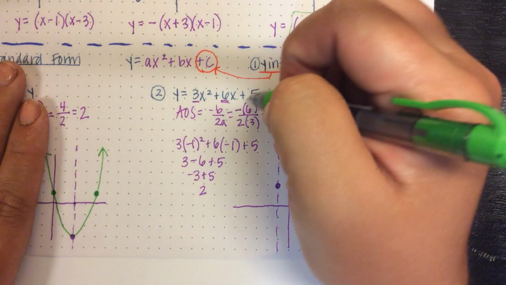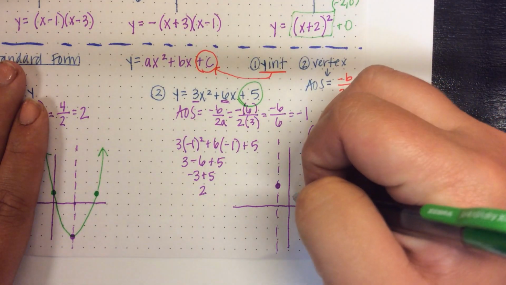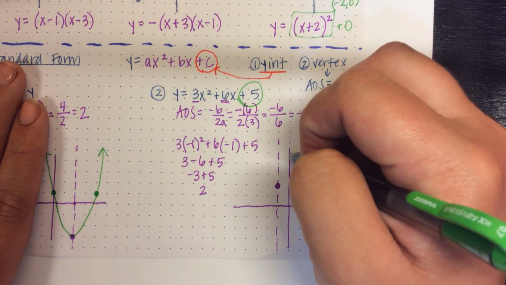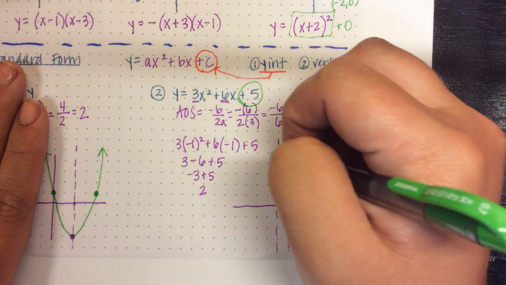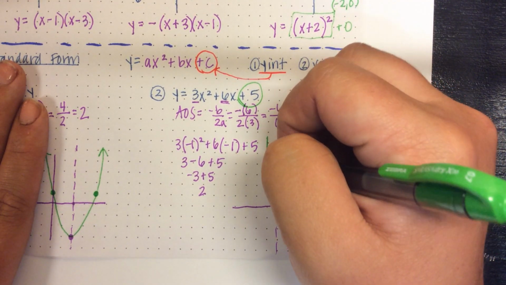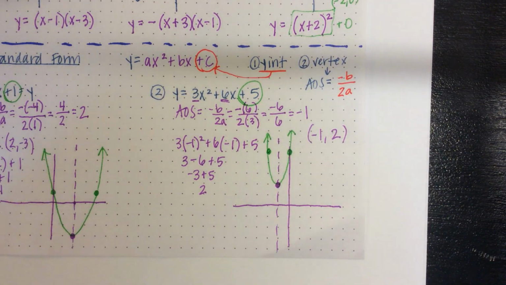My y-intercept is always C. That's at 5. So we got 1, 2, 3, 4, 5. So there's half my U. Got to get the other half by reflecting that point over. And there's my U.